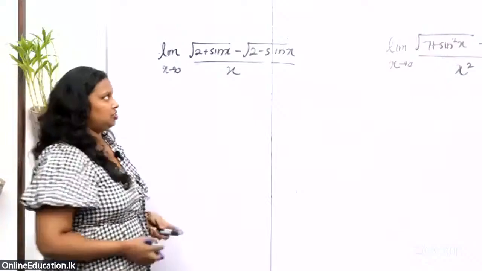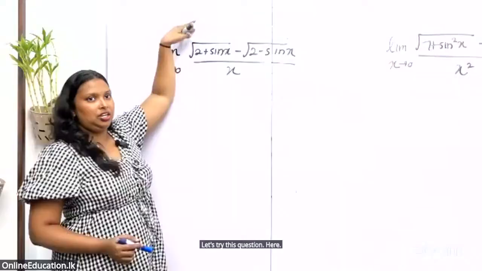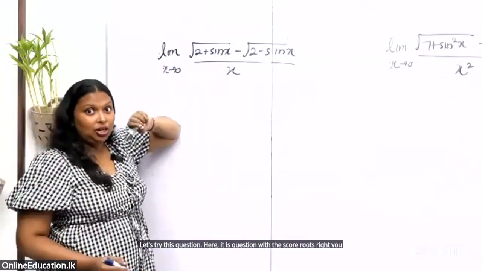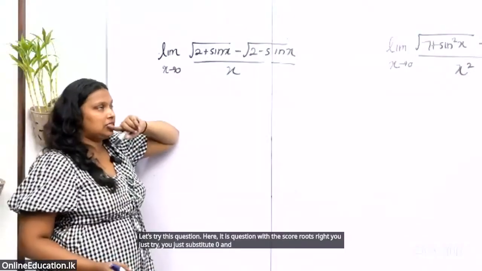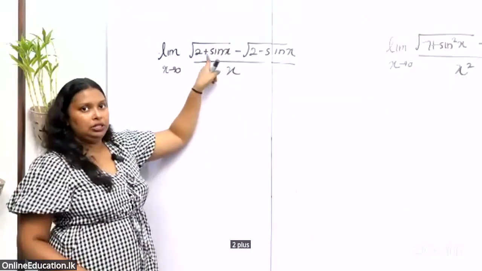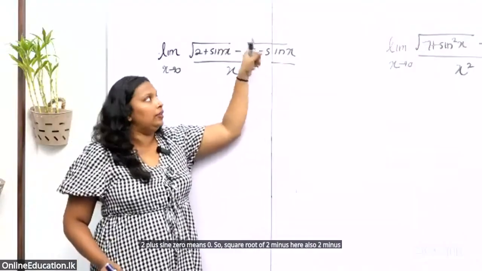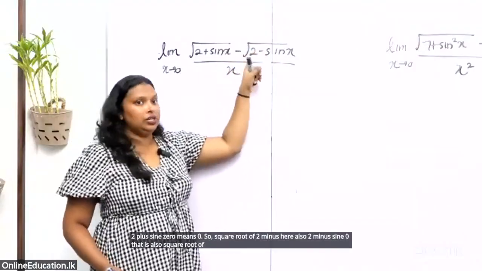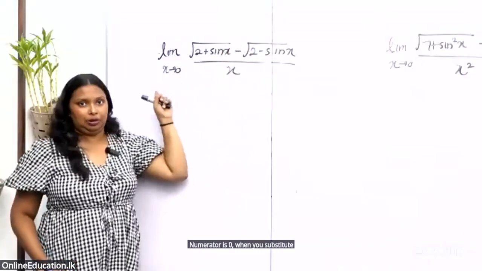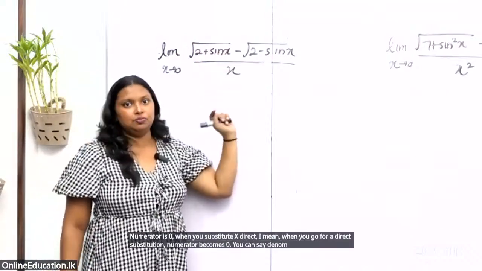Okay, let's try this question. Here it is a question with the square roots, right? You just substitute 0 for x as your first step. 2 plus sin 0 means 2 plus 0. So square root of 2 minus, here also 2 minus sin 0, that is also square root of 2. Root 2 minus root 2 means 0. When you go for a direct substitution, numerator becomes 0. You can say denominator also will become 0.